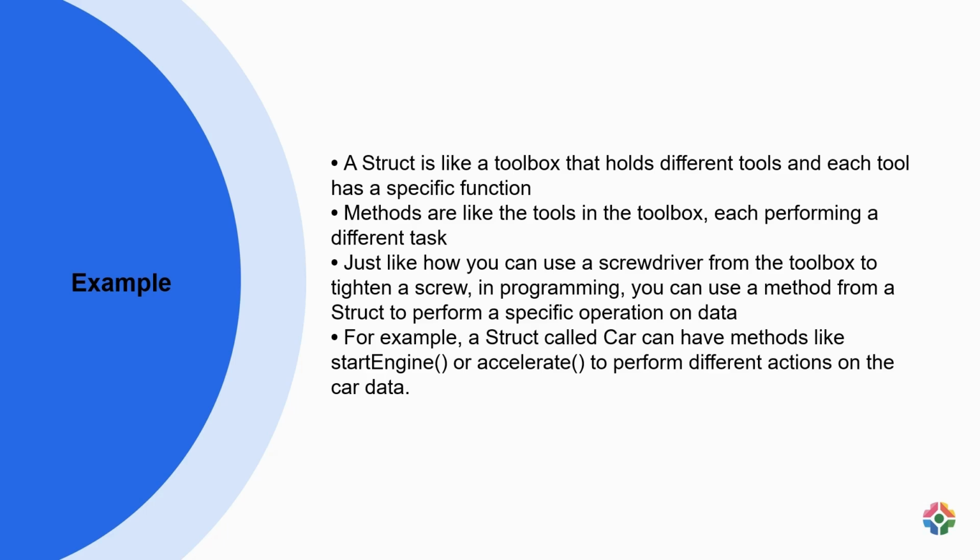A struct is like a toolbox that holds different tools, and each tool has a specific function. Methods are like the tools in the toolbox, each performing a different task. Just like how you can use a screwdriver from the toolbox to tighten a screw, in programming, you can use a method from a struct to perform a specific operation on data. For example, a struct called car can have methods like startEngine or accelerate to perform different actions on the car data.